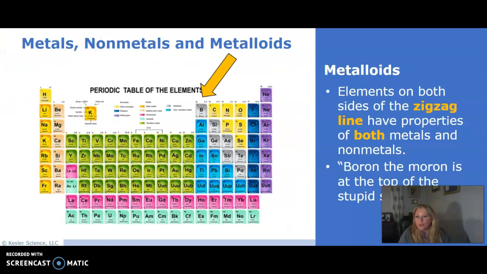The last section we're going to talk about are the metalloids, and they are found on the staircase. You call it the zigzag line, and these metalloids are elements that typically have properties of both metals and nonmetals. A good thing to remember right here, boron is on the top, and a funny way to remember where the metalloid staircase starts is boron, the moron at the top of the stupid stairs. So here's boron at the top, and that's the staircase.